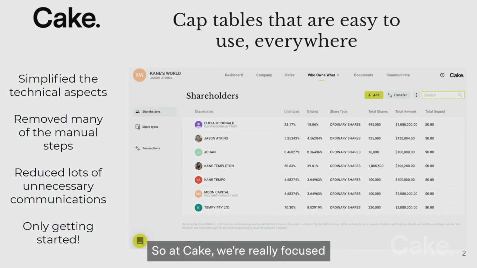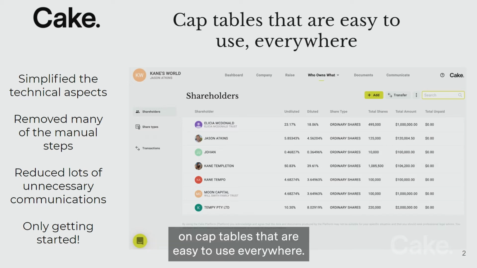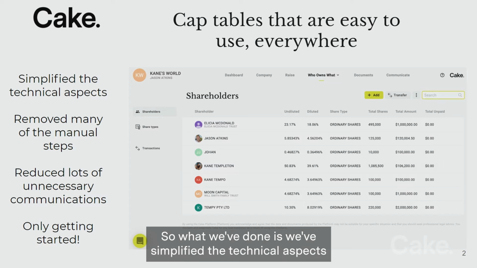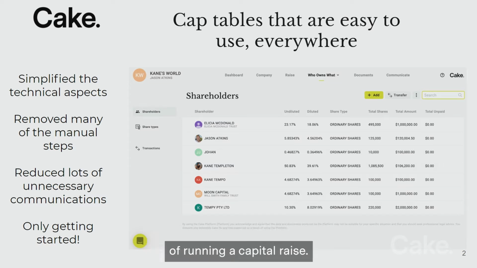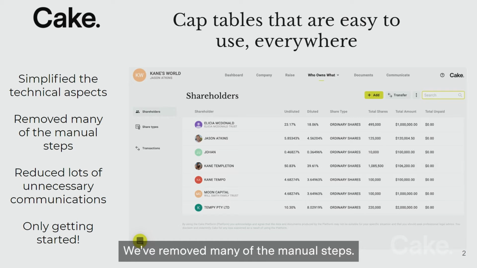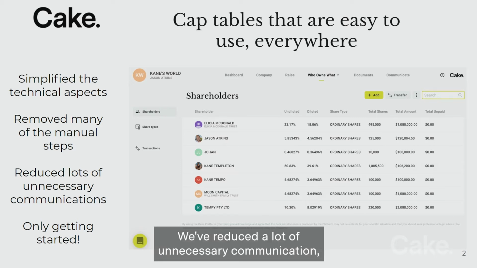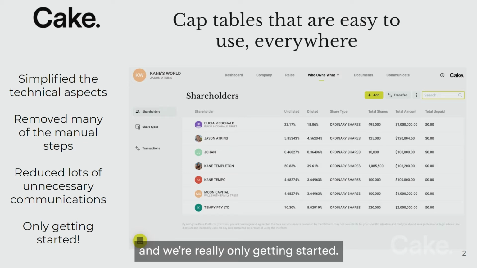So at Cake, we're really focused on cap tables that are easy to use everywhere. So what we've done is we've simplified the technical aspects of running a capital raise. We've removed many of the manual steps. We've reduced a lot of unnecessary communication, and we're really only getting started.